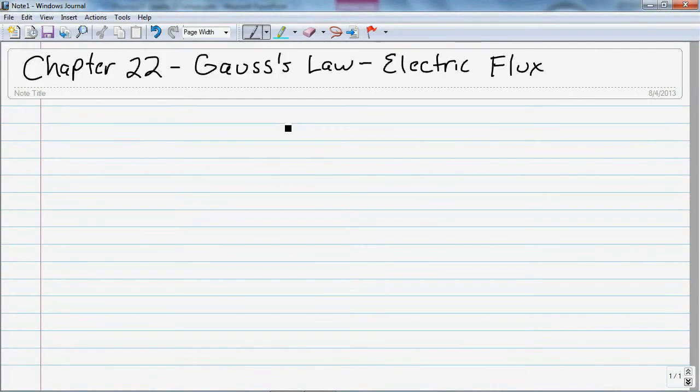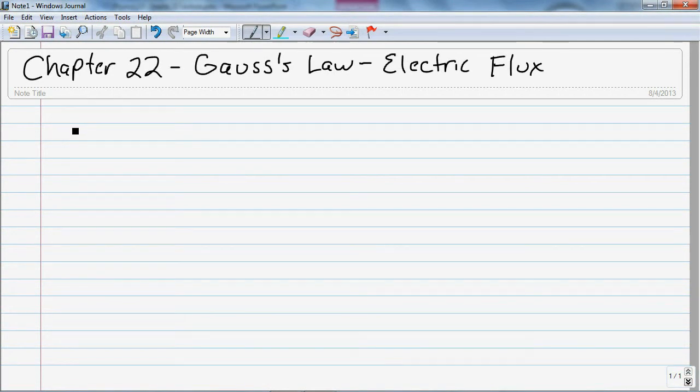Our first topic for this chapter is electric flux, and this is going to be an important idea, fundamental for this chapter, because it's this idea of flux that's going to carry us through and allow us to apply Gauss's law. Now, flux will also be used when we talk about magnetic fields, and the concepts are the same, so this will carry through to other chapters also.